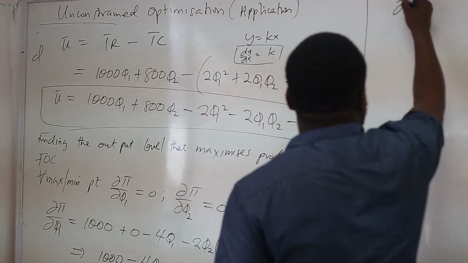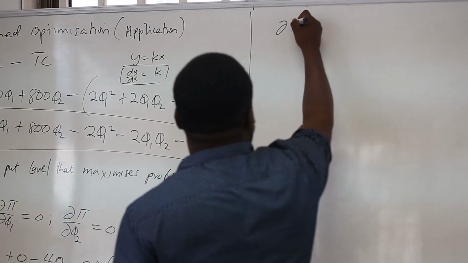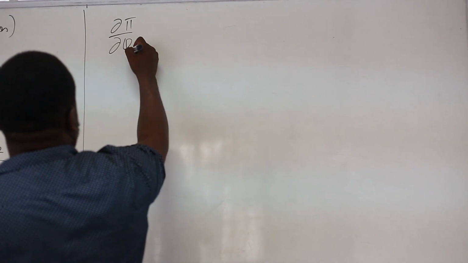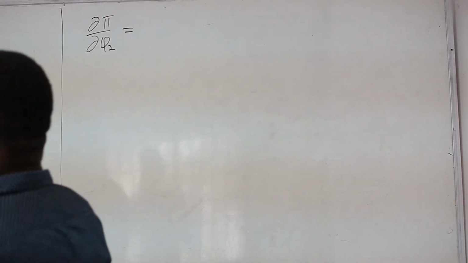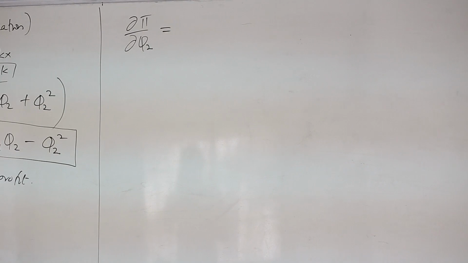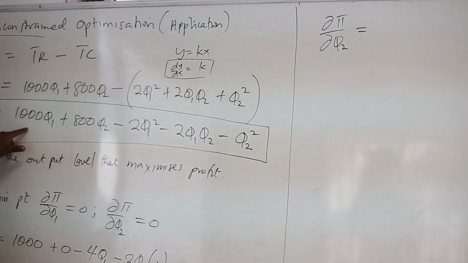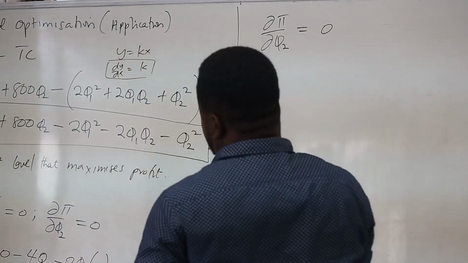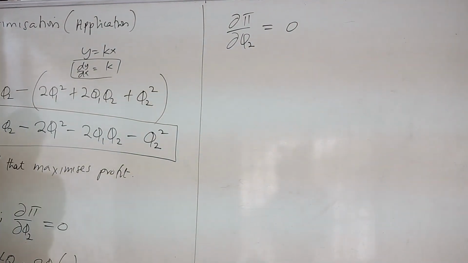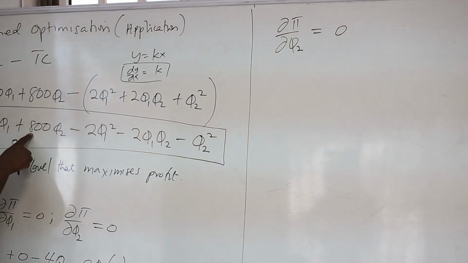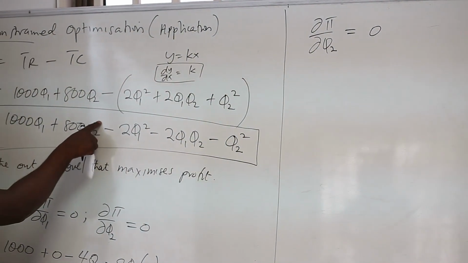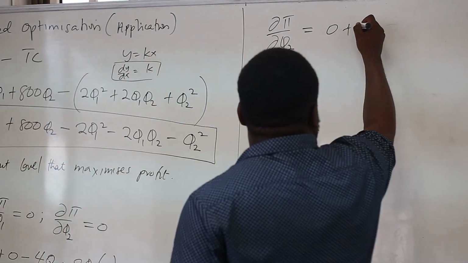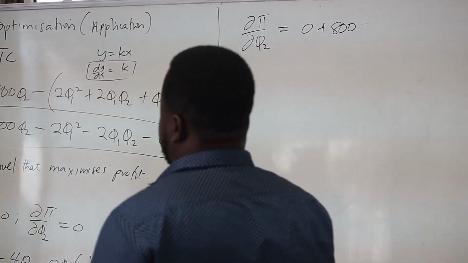So we have the pi, the q2, and that is equal to, so you're differentiating with respect to q2. So there's no q2 here. So this whole thing is 0, okay? So we have 0. Then we differentiate with respect to Q2. So we just get the 800 because this is just to the power 1. So we have 800. So we have plus 800.